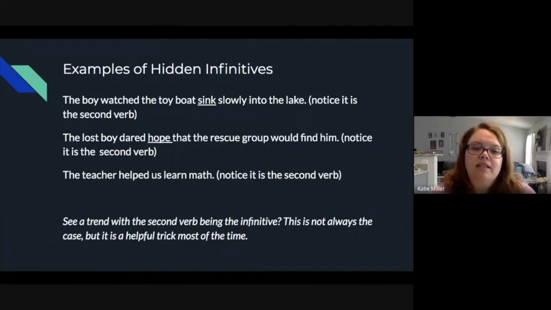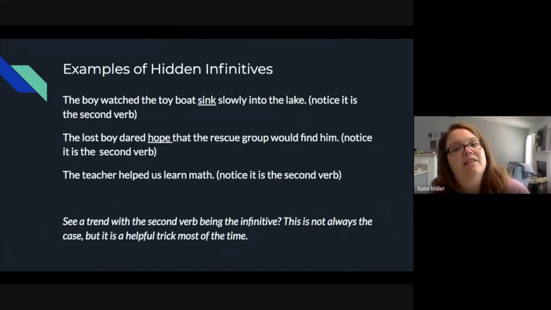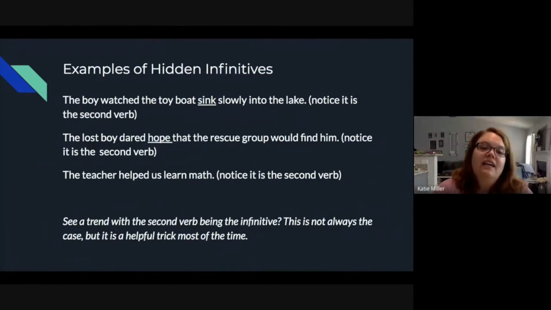The teacher helped us learn math. Take a second, try and figure out which one it is. Okay, helped is my main verb, right? That's what the teacher, the subject, is doing. Learn is my second verb. So the teacher helped us learn math. So learn is the hidden infinitive. It would make no sense if I said, the teacher helped us to learn math. You can say that, but it's not necessary. So we eliminate, right? We want to be concise writers. So we eliminate any extra words that we don't need. And that's why it's called a hidden infinitive.